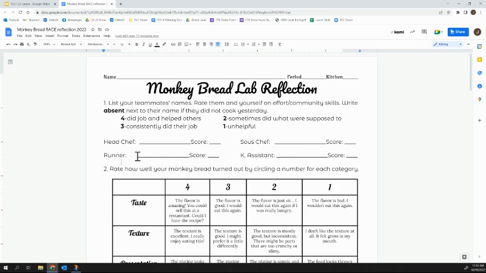If maybe the runner of your group didn't do anything, then give them a 1 so that I know, okay, I need to check in with that student, because they shouldn't get the 4 that you guys got on your lab if they didn't put in any work, right? So you're going to put their names and give them a score of 1, 2, 3, or 4. So 1 is unhelpful. 2, sometimes they did what they were supposed to do. 3, they consistently did their job. And 4, they did their job and they helped others.